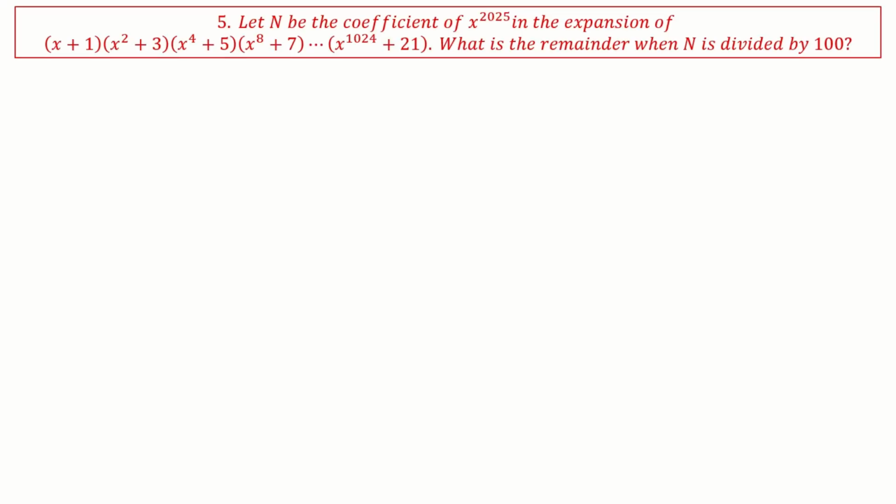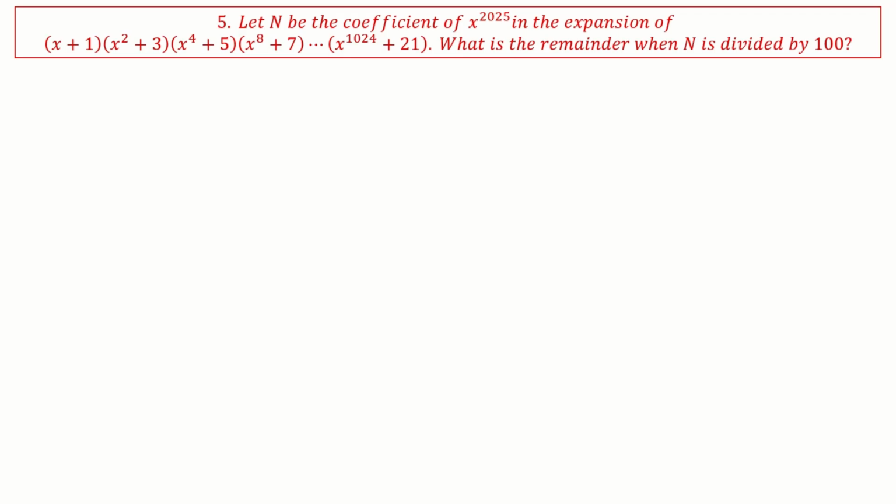Let n be the coefficient of x to the power of 2025 in the expansion of (x plus 1) into (x square plus 3) into (x power 4 plus 5) into (x to the power of 8 plus 7) up to (x to the power of 1024 plus 21). What is the remainder when n is divided by 100? And what is n? n is the coefficient of x to the power of 2025.